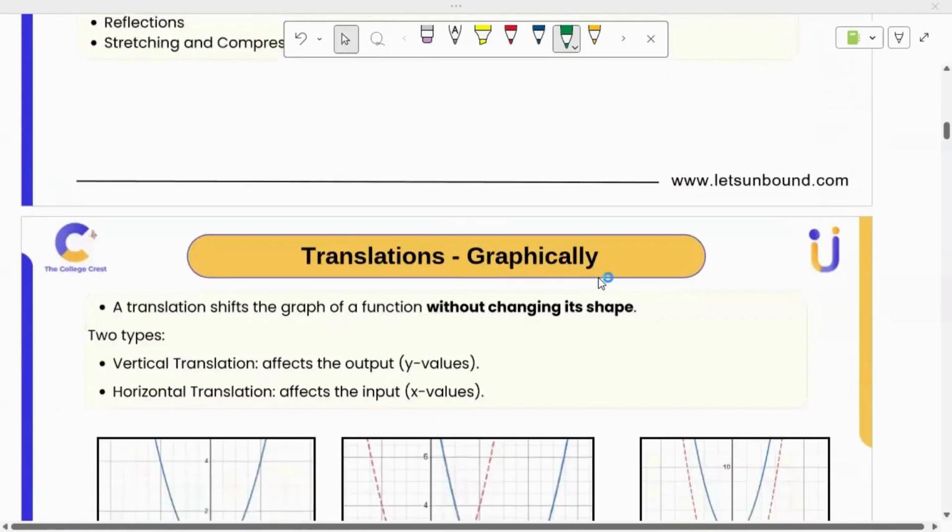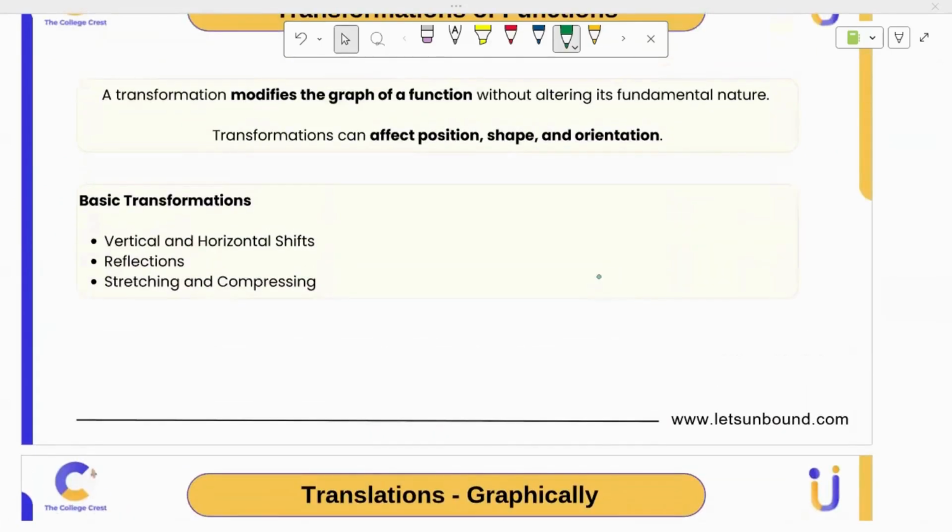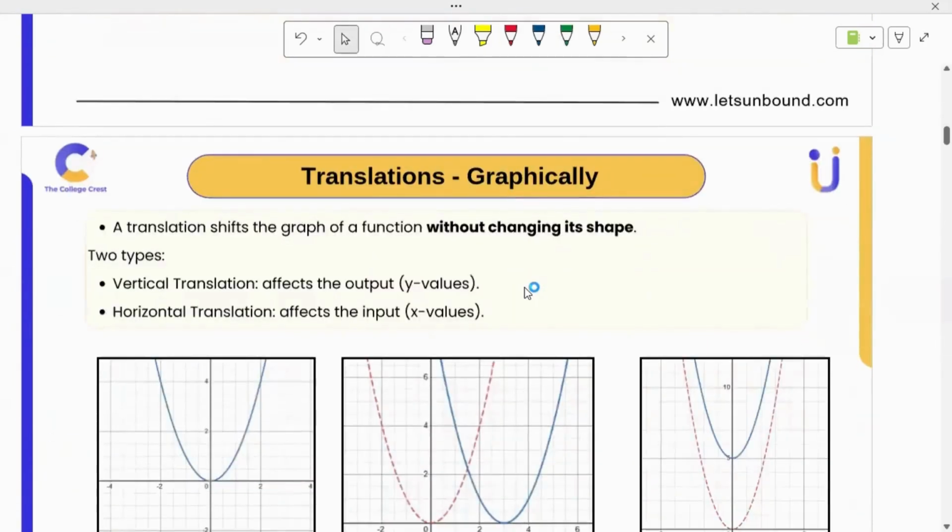We have many kinds of transformations. First is shifting, which we call translation, vertical and horizontal. Then reflection over a line or over an axis, and we will be doing it over an axis. Then stretching and compressing, where the graph becomes taller, narrower, wider, or flatter. So now let's go with translations.